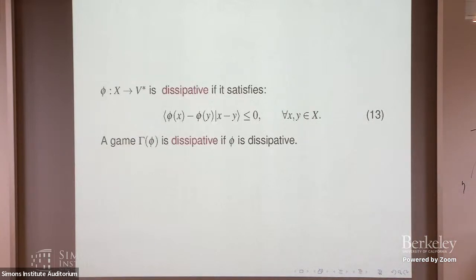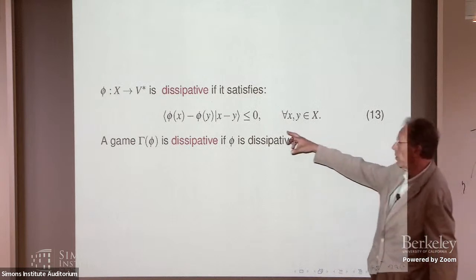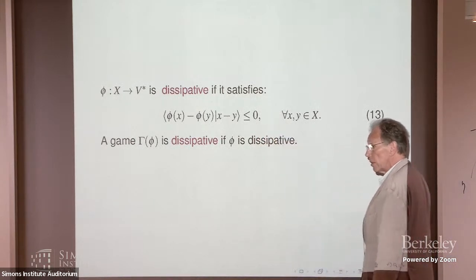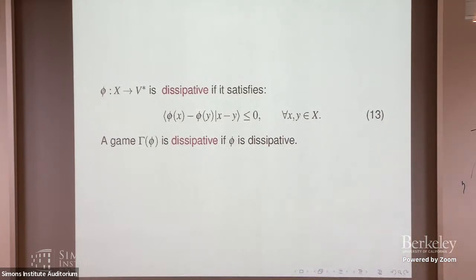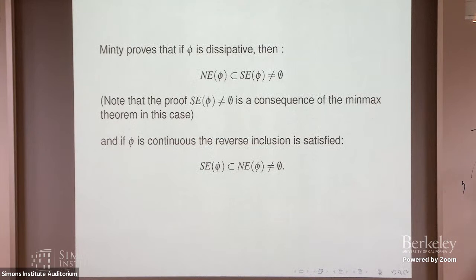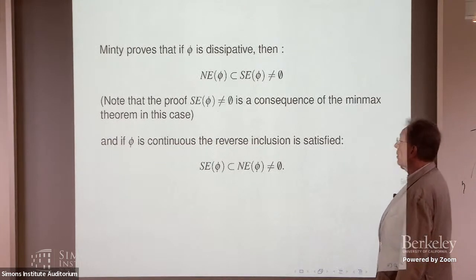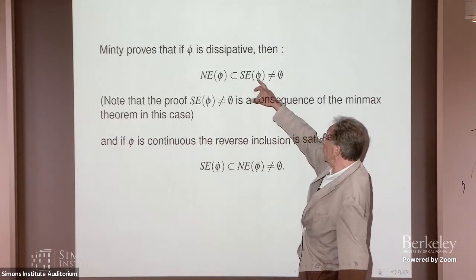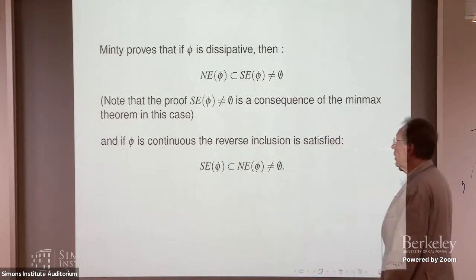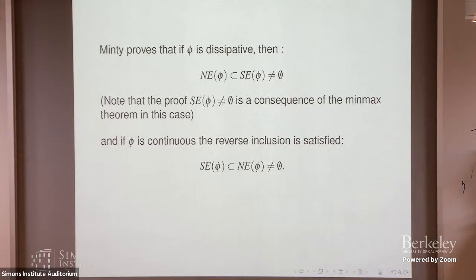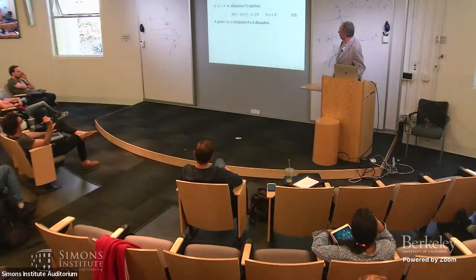What is interesting is that if the vector field is dissipative, meaning that you have this property is anti-monotonic, then we say that the game is dissipative, and there is a theorem of Minty saying that in this case, the set SE is non-empty and the set of Nash equilibria is included in this. And what is the set S? I'm sorry, it's the same as the weak solution.